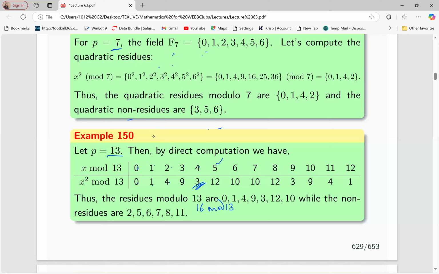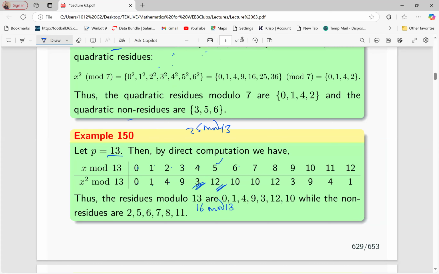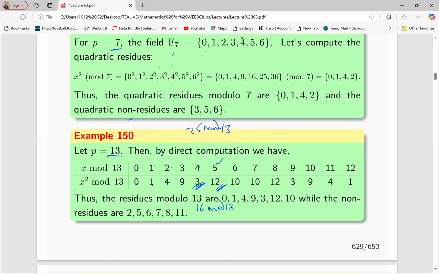And 5 squared again will be 12 using the same method, because it will be 25, but you are doing it mod 13, so you divide by 13 and write the remainder. 6 squared will give us 10. 7 squared will be, and so on. So these numbers at the bottom are the ones that we call quadratic residues. They have square roots. You can see 0 has a square root there, 1 has this square root, and the other square root is here, 12. 4 has this square root, and the other square root of 4 is 11.